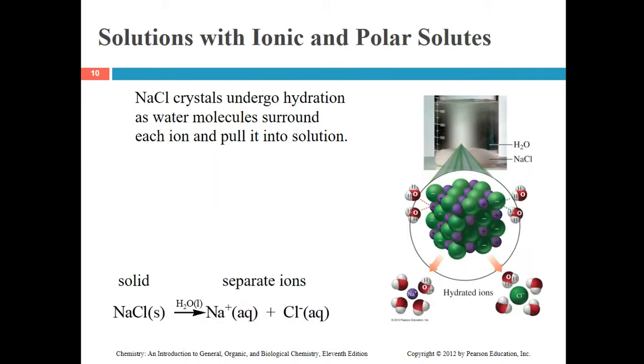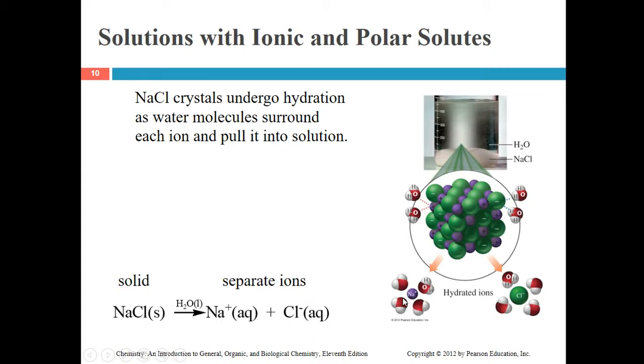So let's look at solutions with ionic and polar solutes. So let's see why the last two slides just stressed the attraction of water of the partially positive to the partially negative or vice versa. Well, sodium chloride is an ionic compound. Ionic means that you have a positive cation and a negative anion. Cations are positive and anions are negative. So we now have this positive sodium and a negative chloride ion.